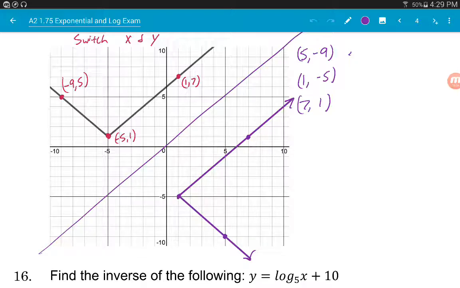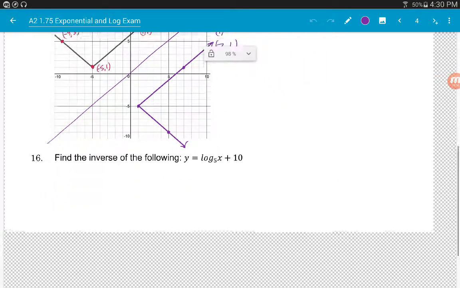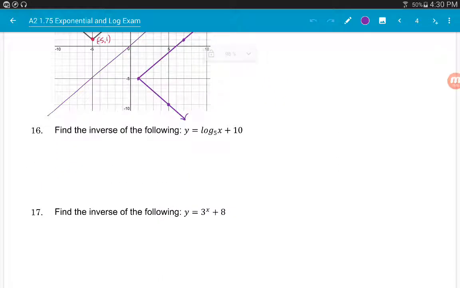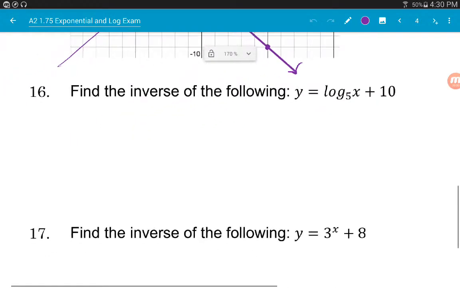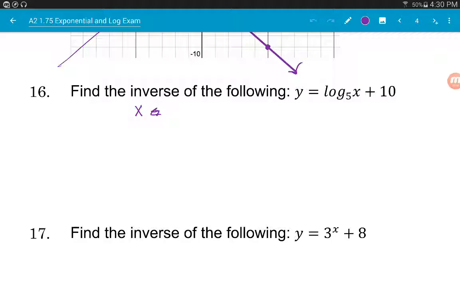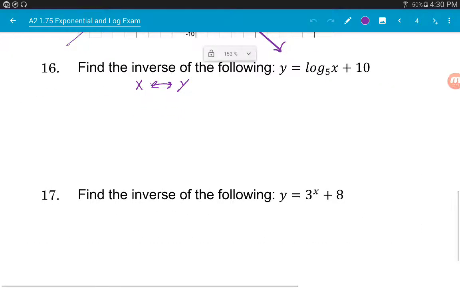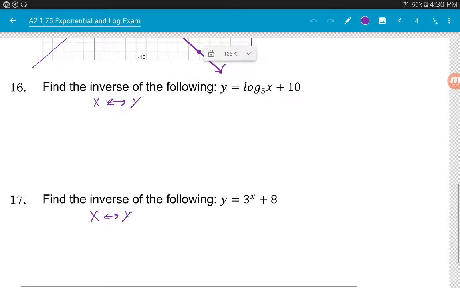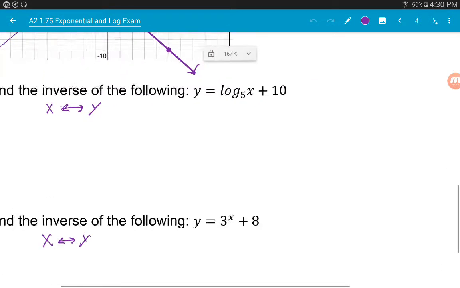Okay. Find the inverse of the following. So, like I said in the last question, inverse means x and y are going to switch. X becomes y, and same thing for here. X is going to become y, and y is going to become x. So we switch them. Now find the inverse. So let's switch them to start.